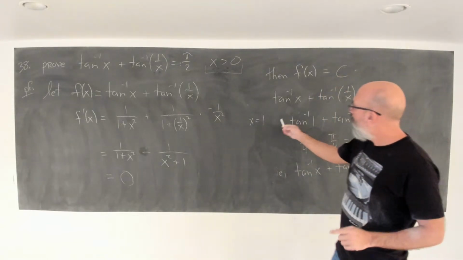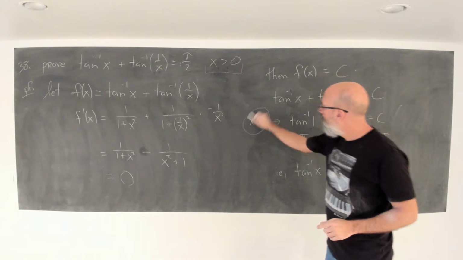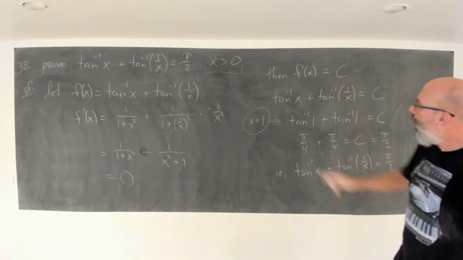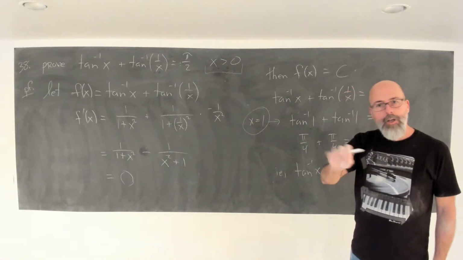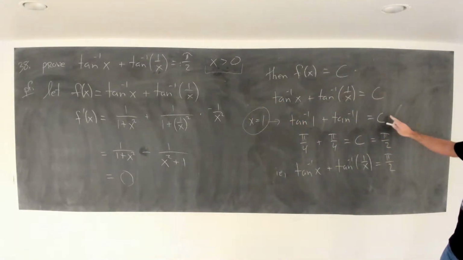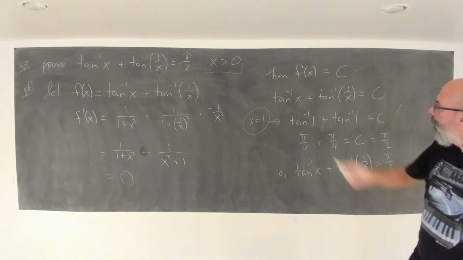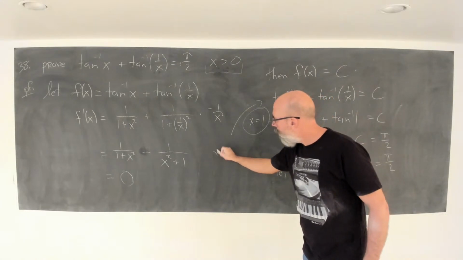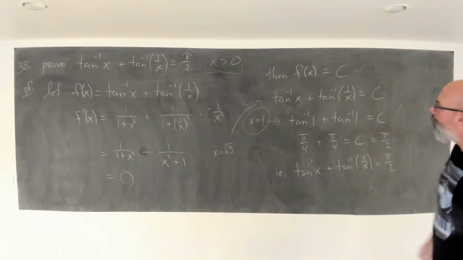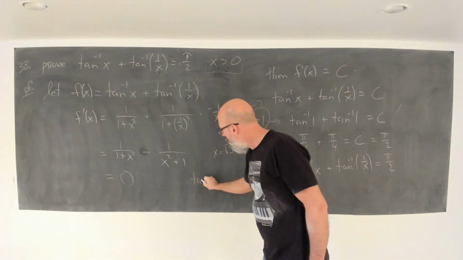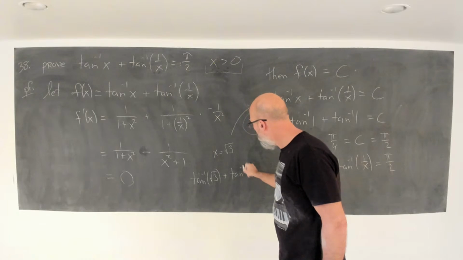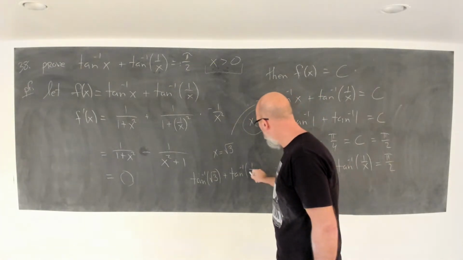So that's why when I'm trying to figure out what C is, I'm going to choose whatever value you want to choose, as long as it's bigger than 0. And as long as it helps you evaluate what C is. Let me just point out, if you had chosen x equals root 3, what do we get? We get arctan of root 3 plus arctan of 1 over root 3.